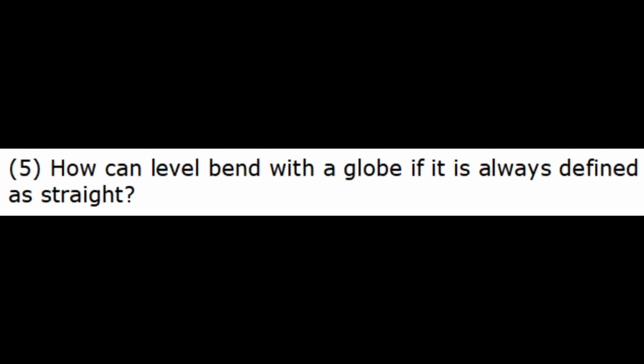Question 5. How can level bend with a globe if it is always defined as straight? They're playing dictionary games here. Now, level has many uses. For example, a level playing field. At a local scale, and to the tolerances required for a sports field, we would call it level if it didn't tilt in one direction enough to favour one team. But being more specific, level means having all parts at the same height in relation to something else. And in the context of this discussion, level is considered in relation to the Earth's geoid. So no, it's not defined as being straight.